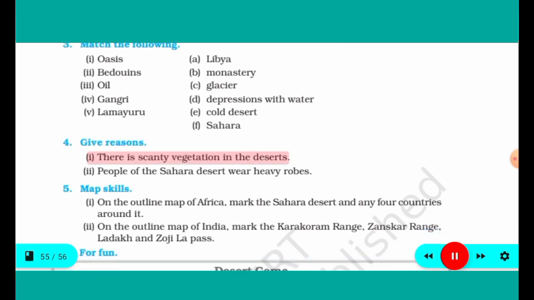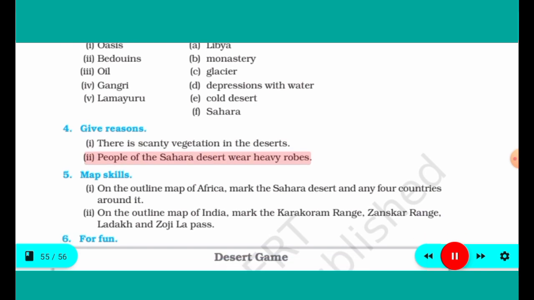4. Give reasons. I. There is scanty vegetation in the deserts. II. People of the Sahara Desert wear heavy robes.